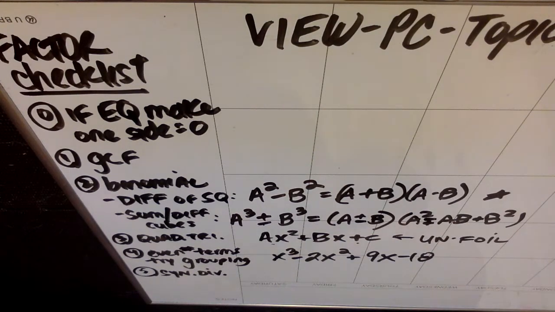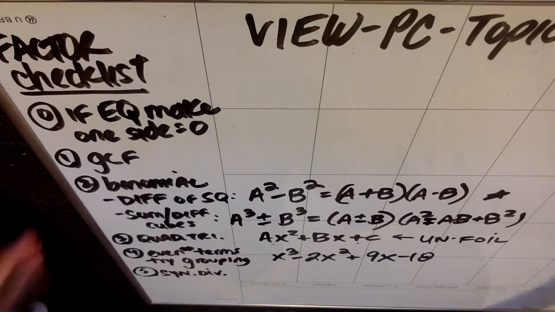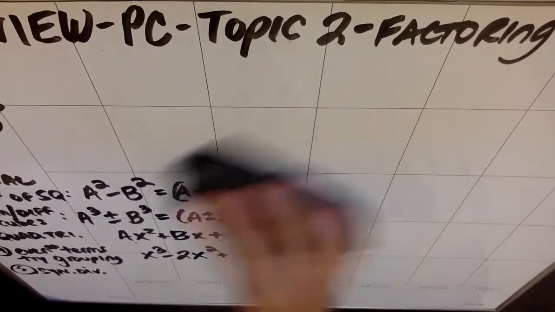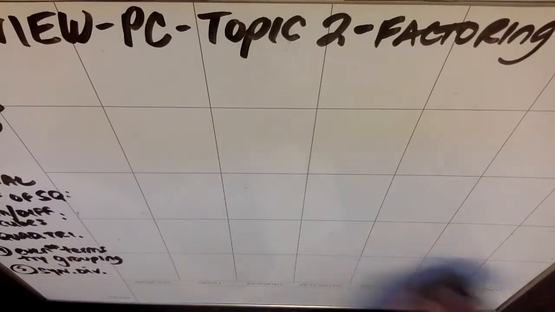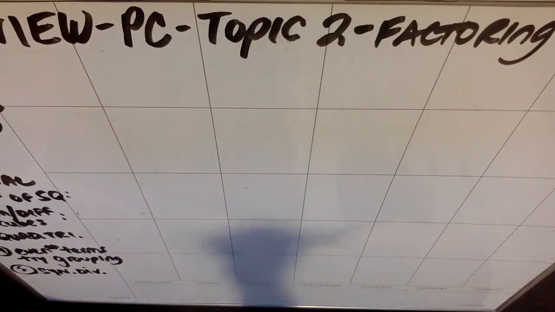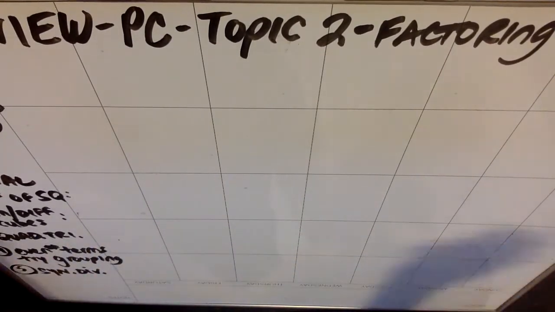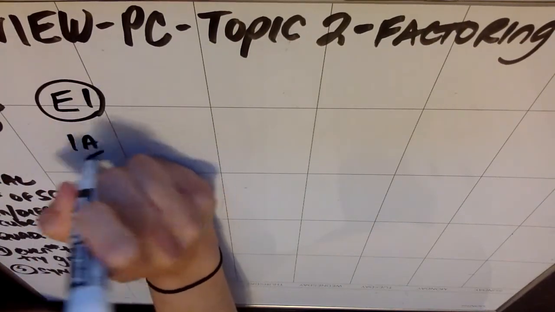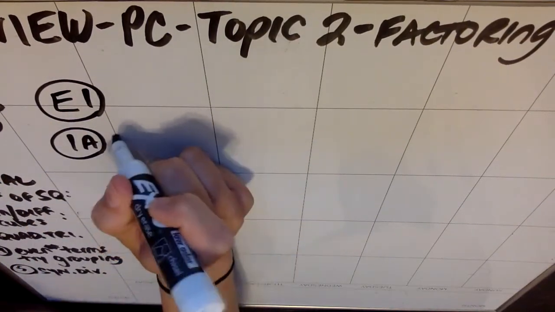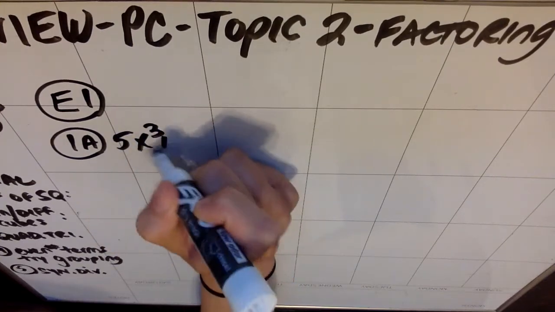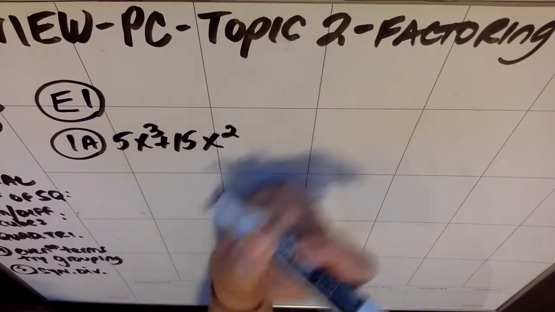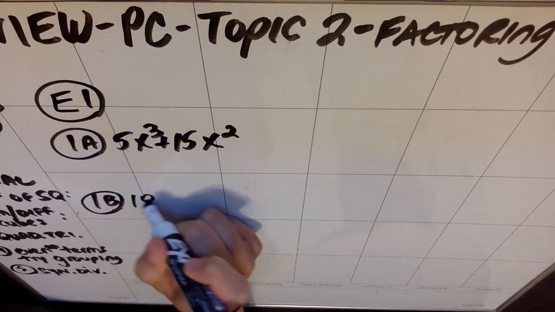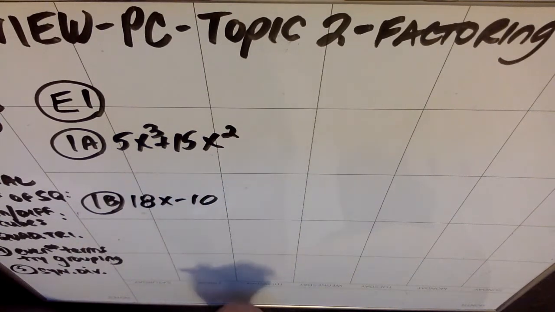After we go through the examples, then you're going to do some practice problems on your own. All right, so let's start with example 1. We're going to fully factor each expression in all of these examples. So we're going to do example 1. We have 1a, which is 5x cubed plus 15x squared. We have 1b, which is 18x minus 10.